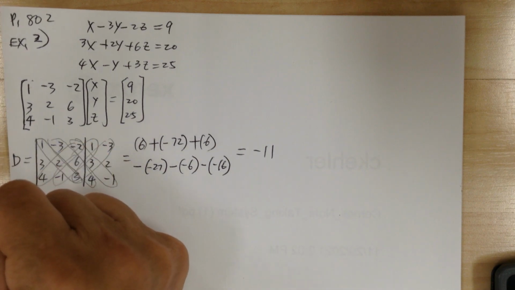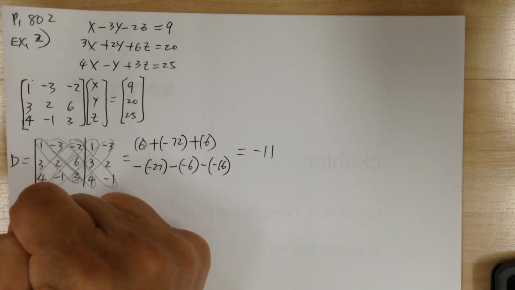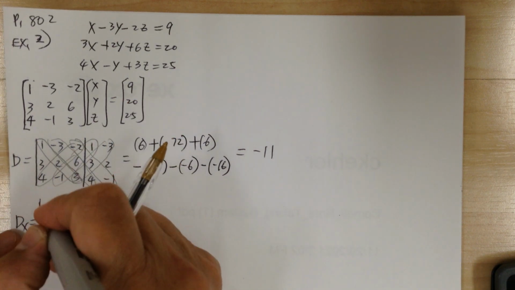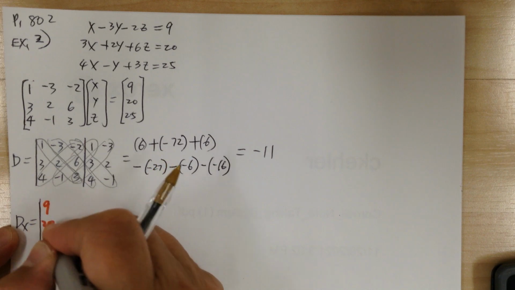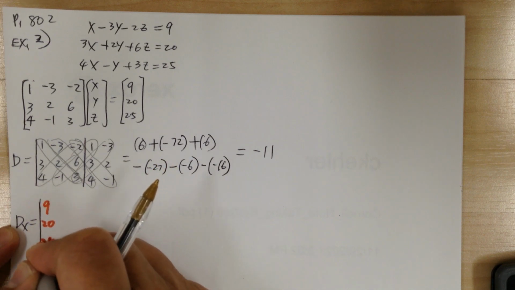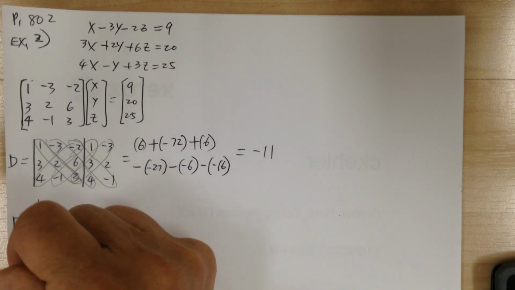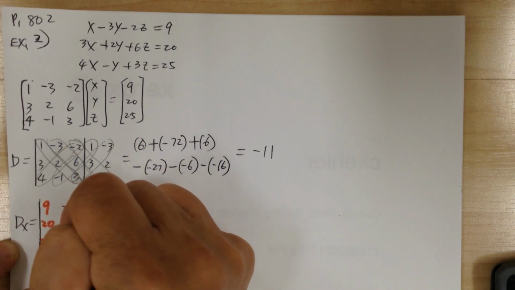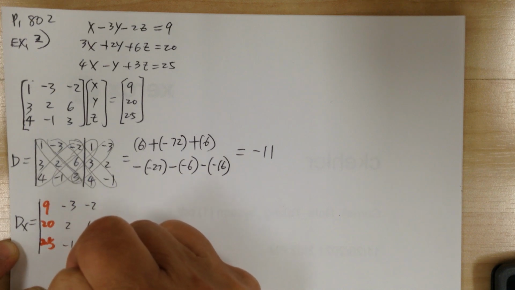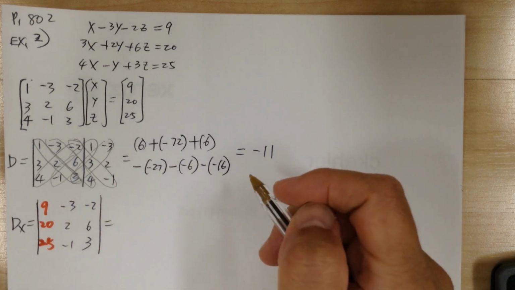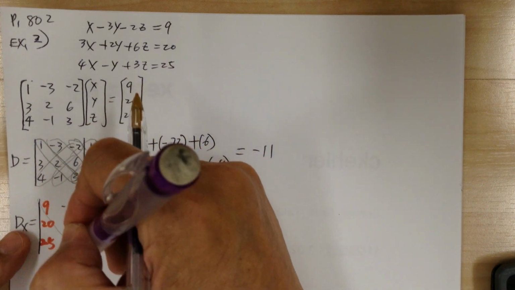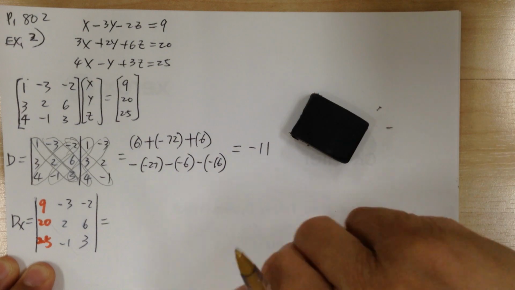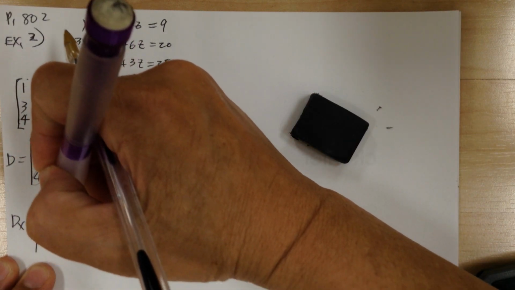Now I'm going to do the D of x. Now for D of x, I need to replace the x column by this number over here, right? So I need to get 9, 20, 25. Okay, and I get -3, 2, -1, -2, 6, 3. Okay, so you can do diagonals. You have to be careful not to get too sloppy, it's so easy to make careless mistakes.